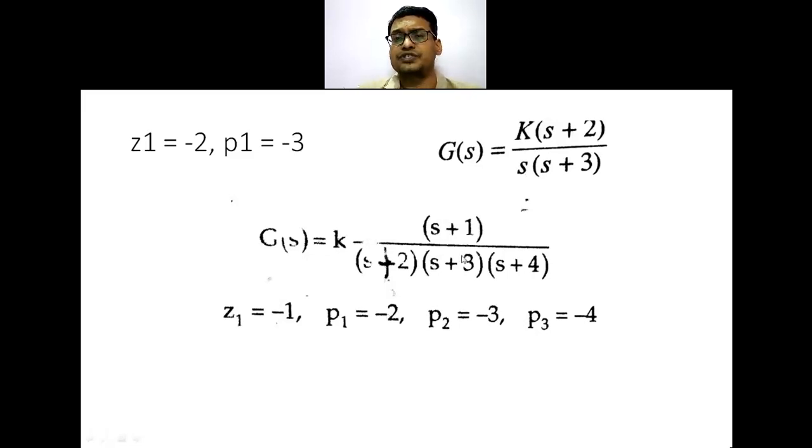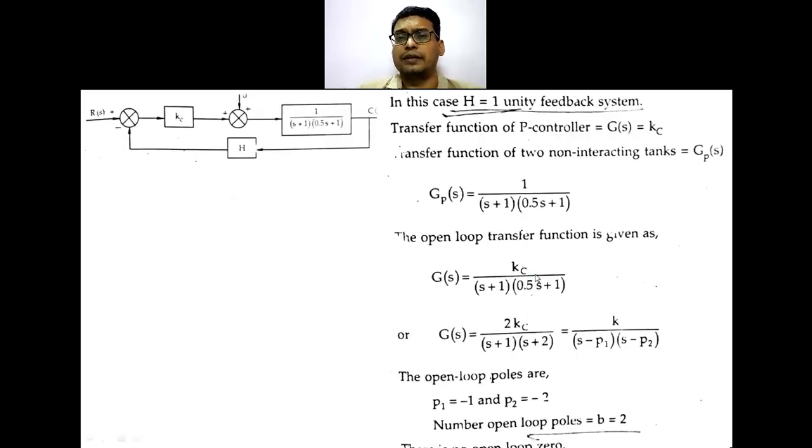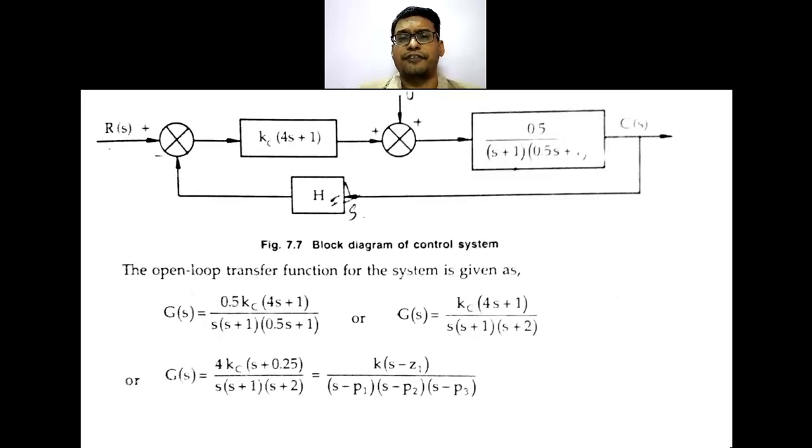Then looking at this second transfer function, S plus 1 upon S plus 2, S plus 3 and S plus 4, there is only one 0 which has the value S equal to minus 1. There are 3 poles which have the values P equal to minus 2, P equal to minus 3 and P equal to minus 4. So similarly, you can find out the different open loop poles and open loop zeros.